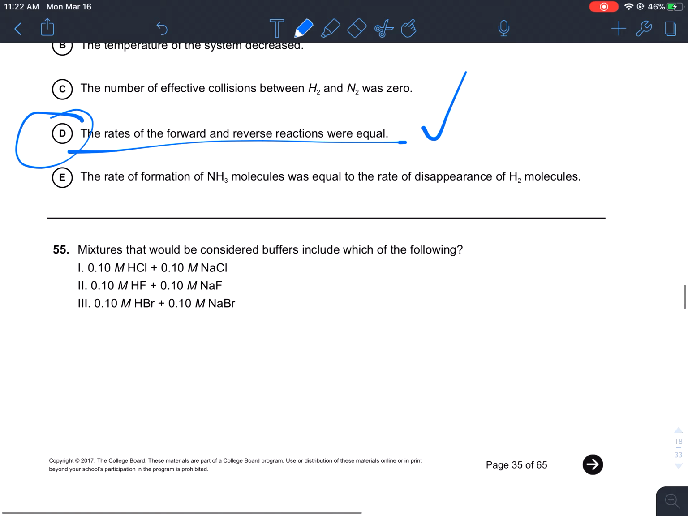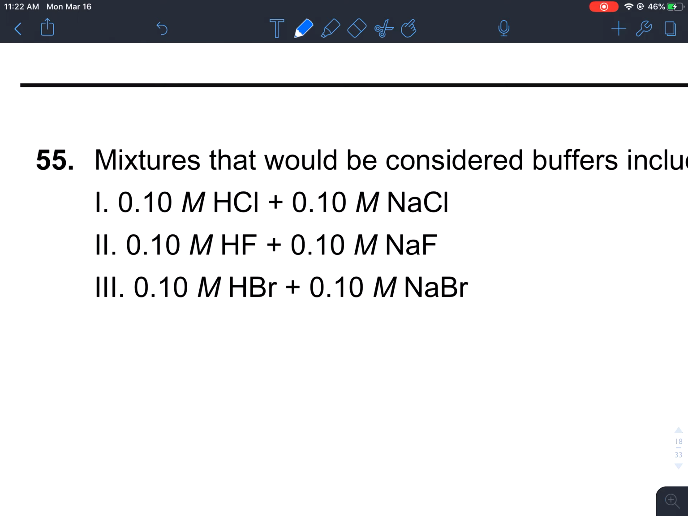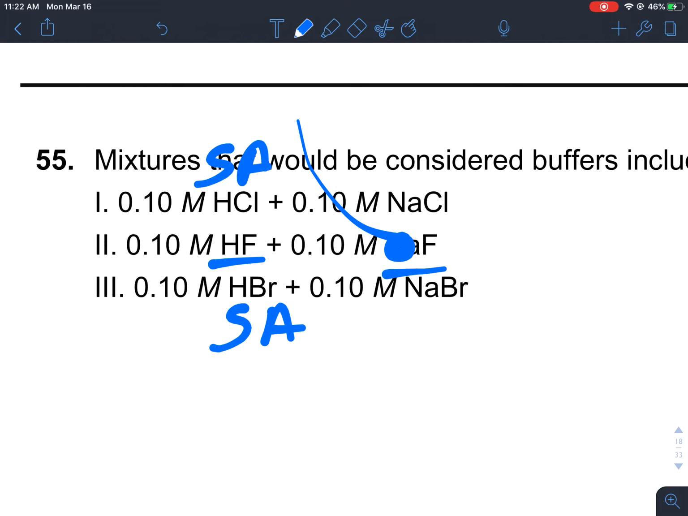Okay, mixtures that would be considered buffers would include which of the following? Buffers are when you have a weak acid and its conjugate base. So let's look at this. This is a strong acid and its conjugate base, but it's strong. This is a weak acid, and here is its conjugate base because that Na goes away. Here is another strong acid and its salt. So no, the only correct answer is number 2, or Roman numeral 2. Looking at your answer choices, the correct answer is B.